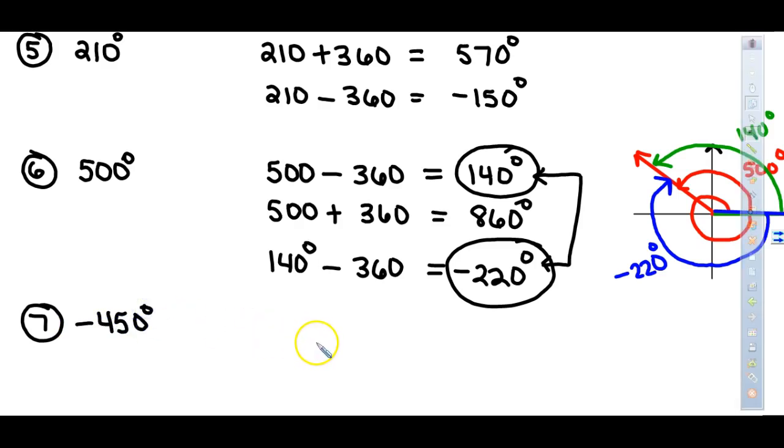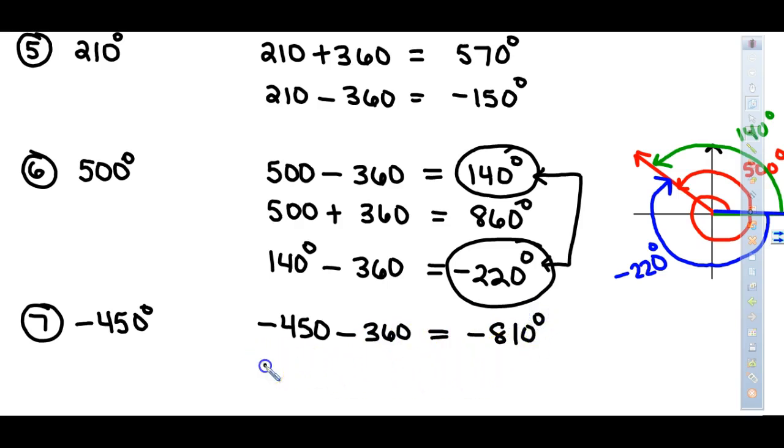And I want a positive and a negative coterminal angle. Well, if I start at negative 450 degrees and I subtract 360, I know I'm going to get a negative angle there, which is fine. I want a negative angle. So you can go ahead and do that if you want to, and that's going to give us negative 810 degrees?